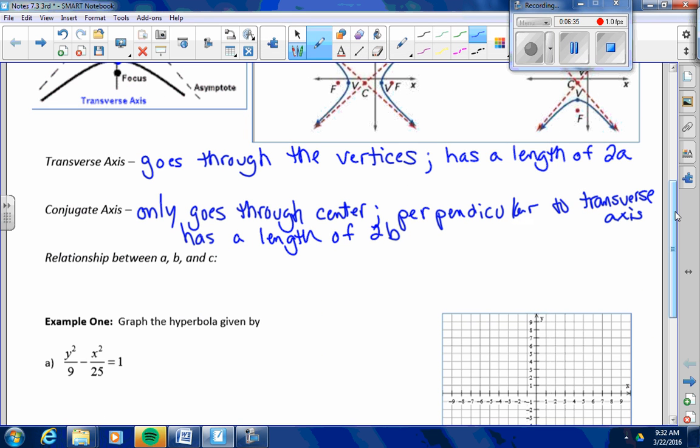All right. Now, there's a relationship between a, b, and c. This relationship is different for the hyperbola than it is for the ellipse. This one is just like the Pythagorean theorem. C squared equals a squared plus b squared.